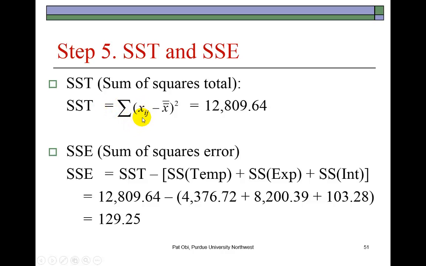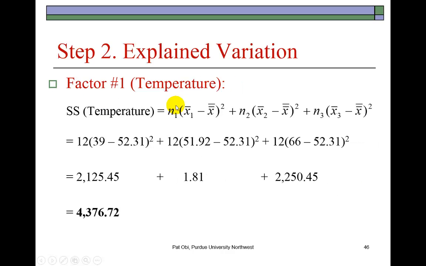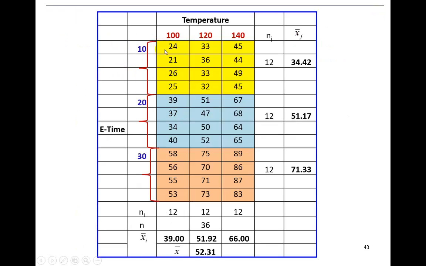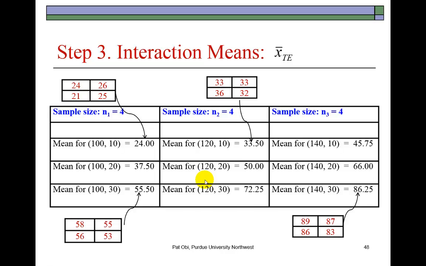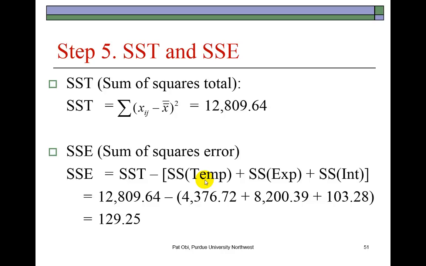In step number 5, we wrap it up by calculating the sum of squares total. Again, sum of squares total is going to be each observation minus the grand mean squared. So going back to our data set, it's going to be each of these observations, for example 24 minus the grand mean of 52.31 squared. We do the same for each of these numbers. Tedious exercise, I'm sure you would agree. So I didn't show the work here, I just showed you the final answer because I actually did that on Excel. So this is our sum of squares total.